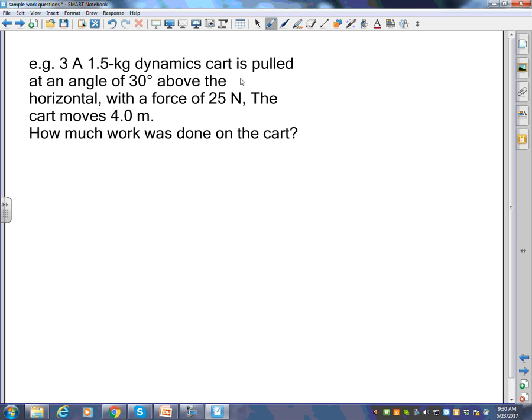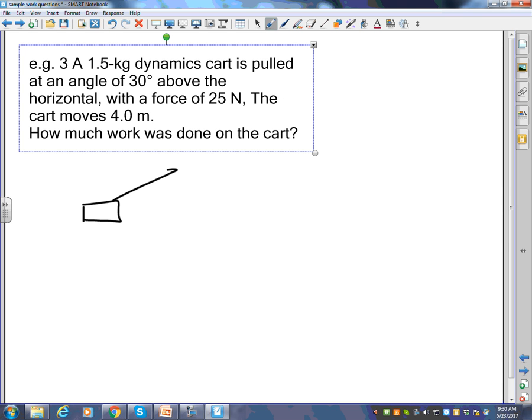This time we have it being pulled at an angle. How much work is done on the cart? Do you guys have a picture? No. Okay. 1.5 is our mass. Our angle is 30 degrees. And the FA is 25. And the cart moves a distance of 4 meters.